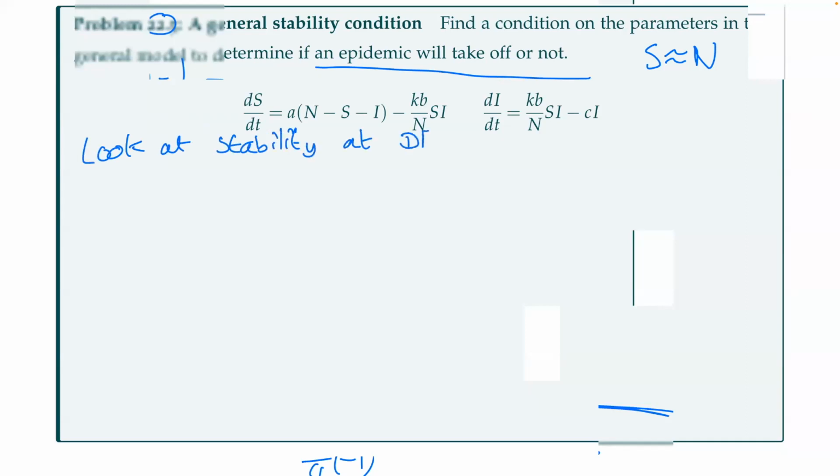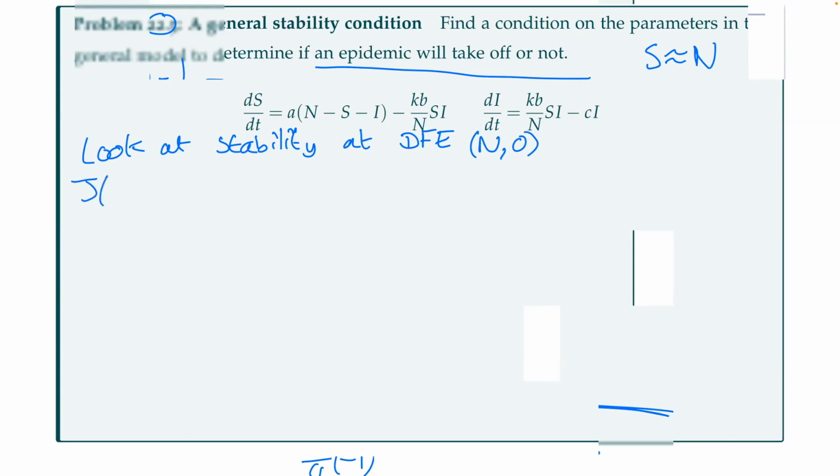our disease-free equilibrium. In this model, I'll just tell you it's (N, 0). So that's when everyone in the population is susceptible and no one's infected. If this is stable, then that means that our infection is just going to die out because we move a little bit away from it, we introduce some infections, and then they don't take off, they die out. If it's unstable, that means that the epidemic is going to take off. We're going to move away from this disease-free equilibrium.